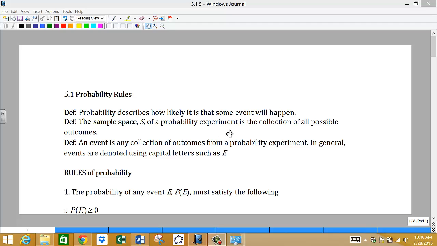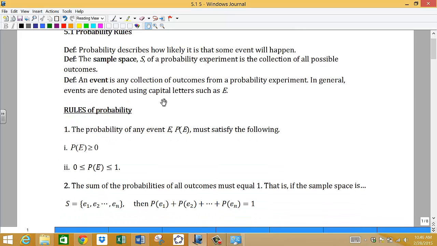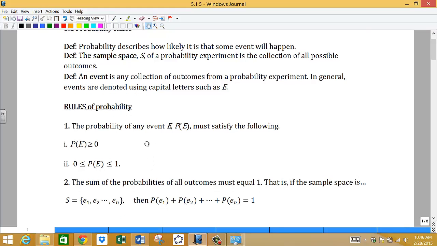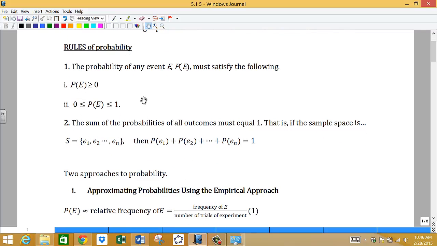Probability basically describes how likely it is that some event will happen. And of course there's a sample space, which is just a listing of everything that can possibly take place. And an event, of course, is a subset of the sample space. Now there are certain rules that we have to follow. One is the probability of an event is greater than or equal to 0. That just means that all the numbers must be positive. And then this one here says that numbers have to be between 0 and 1.